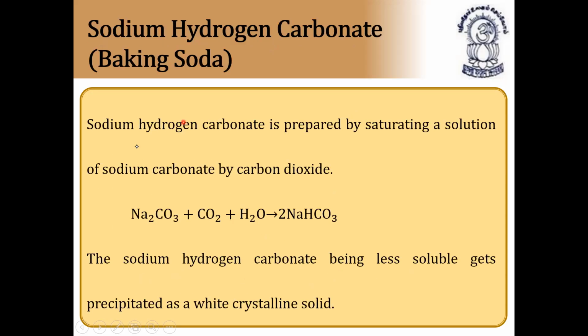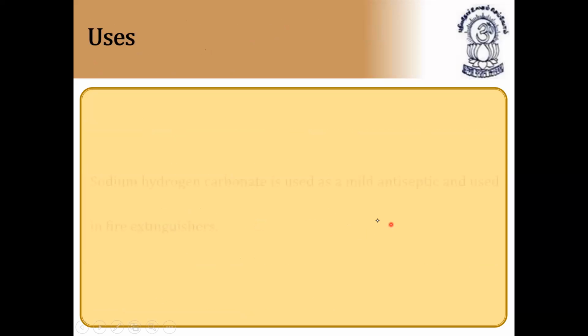Next, baking soda. Sodium hydrogen carbonate, also called sodium bicarbonate, is prepared by saturating a solution of sodium carbonate with carbon dioxide. Sodium carbonate on reaction with carbon dioxide and water forms sodium bicarbonate. The sodium hydrogen carbonate, being less soluble, gets precipitated as a white crystalline solid. So this will form a precipitate.